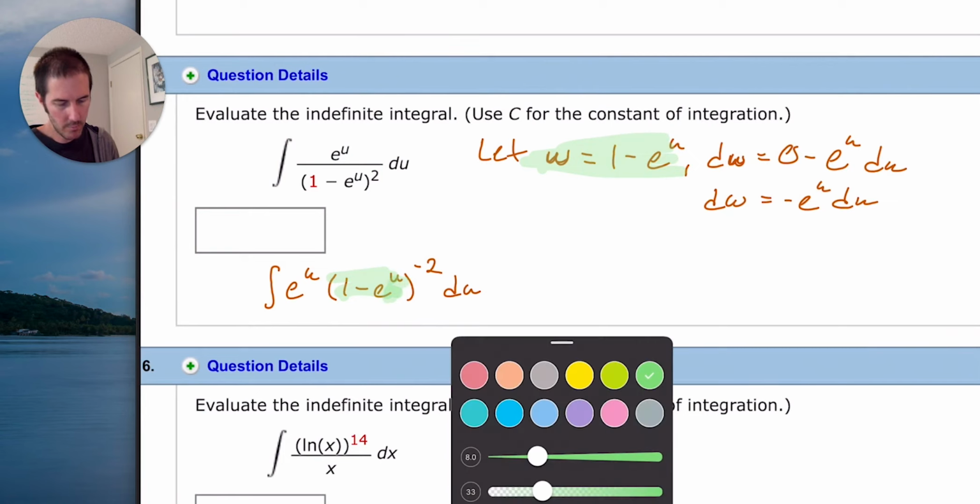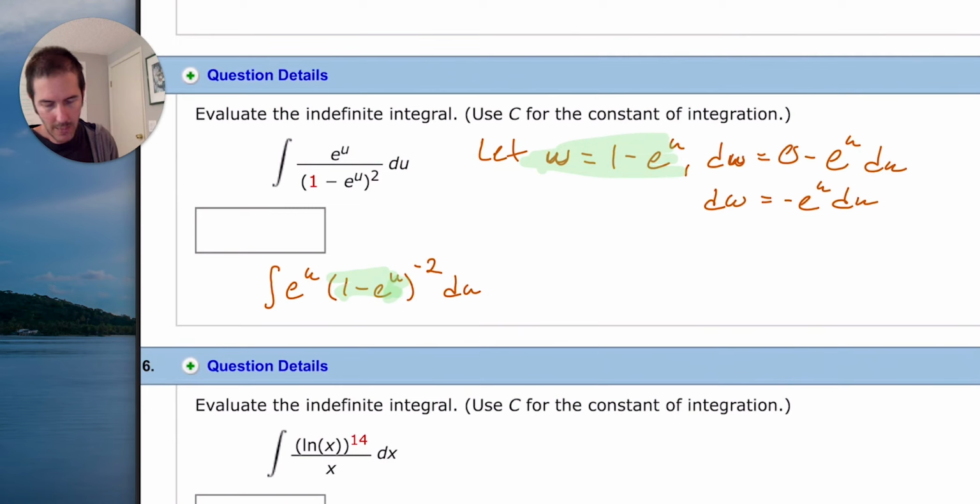And now I need an e to the u du. Where do I look for it? Over here. It's pretty close. Here is the e to the u du, but I don't want it to have that negative sign in front of it. So let's multiply or divide both sides by negative 1.